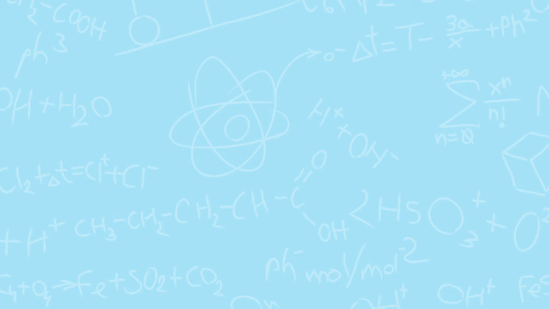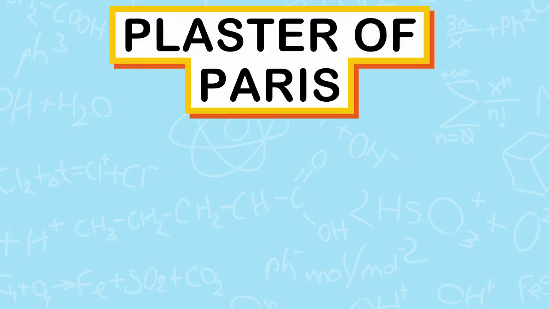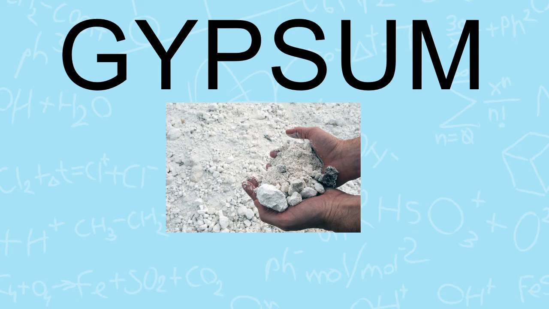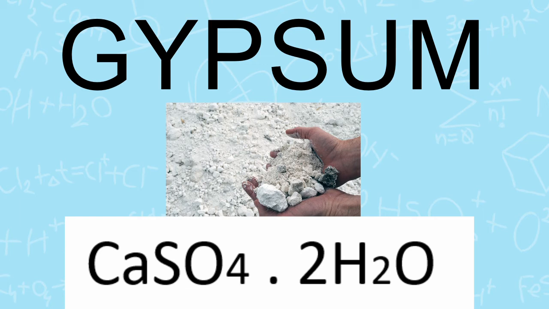The next salt we'll talk about is plaster of Paris. Okay, now this is a salt that some of you might be familiar with. There is a compound called gypsum, GYPSUM. The formula for gypsum is calcium sulfate dot 2H2O, CaSO4 dot 2H2O. So gypsum also has water of crystallization. For one molecule of calcium sulfate, there are two molecules of water.